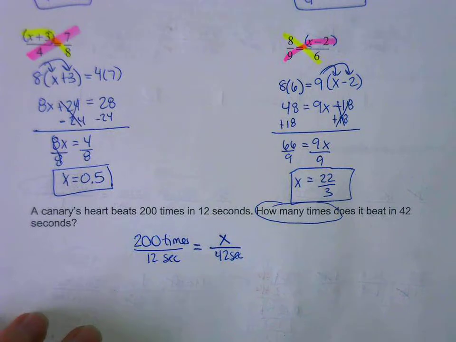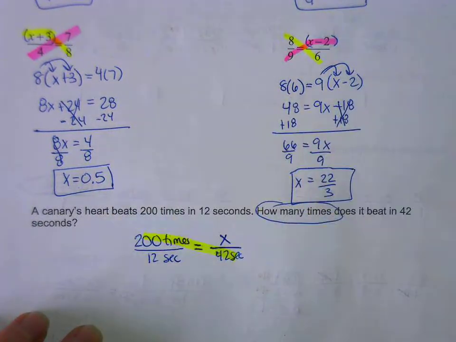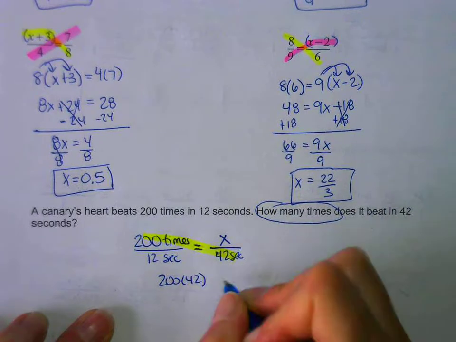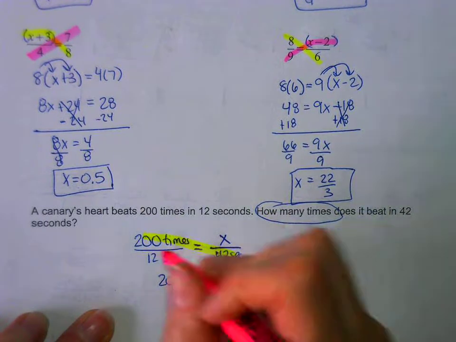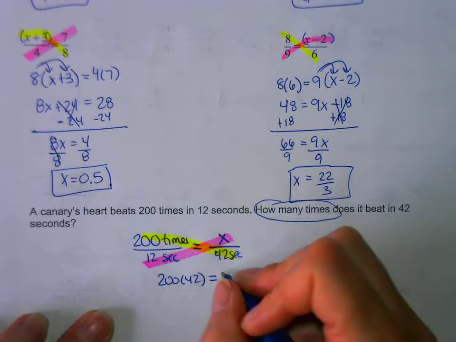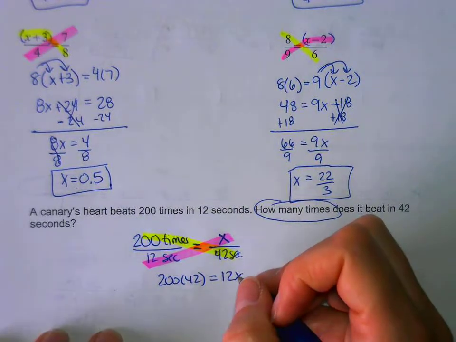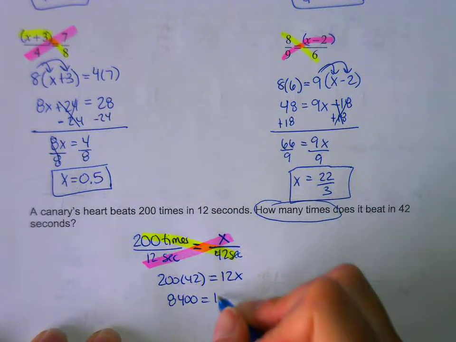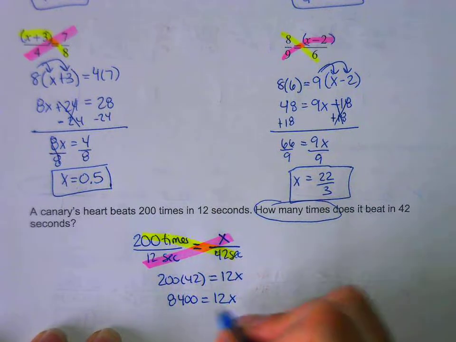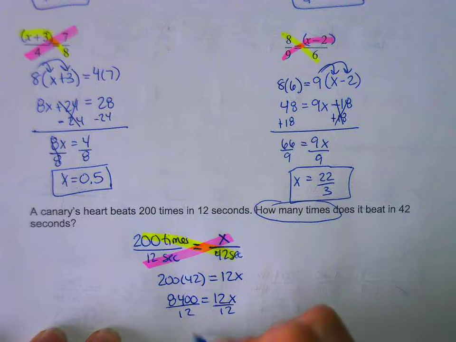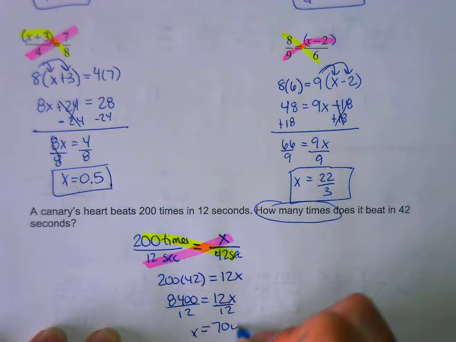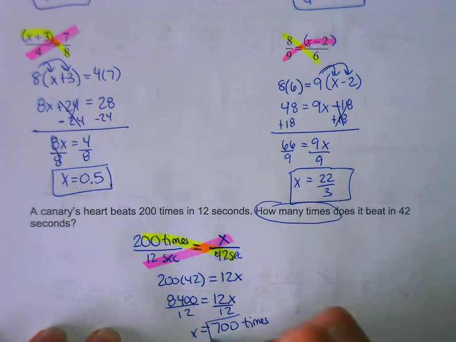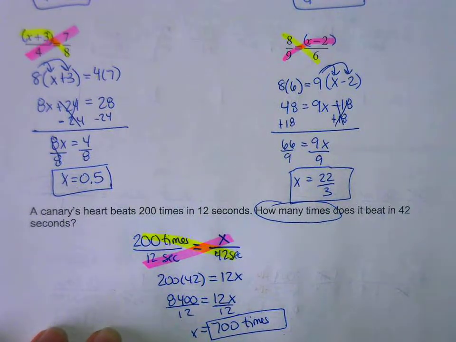So I'm going to cross multiply. 200 times 42 will equal 12 times x. 200 times 42 is 8,400. 12 times x is 12x. Divide both sides by 12. So x equals 700, so that means this canary's heart beats 700 times in 42 seconds.